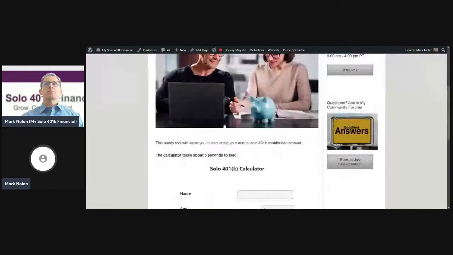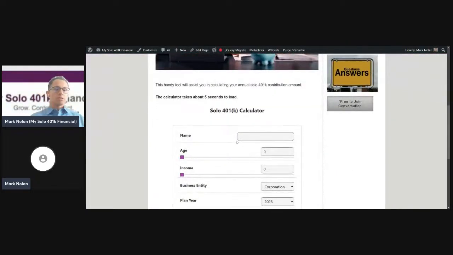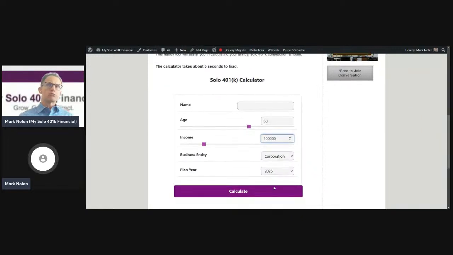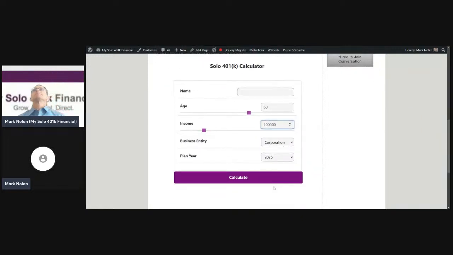So we talked about the super catch-up contribution earlier, which is available for those who are ages 60, 61, 62, or 63 in 2025. So we'll say this individual's age 60. Income, we'll use $100,000 again. Corporation, tax year 2025, calculate.